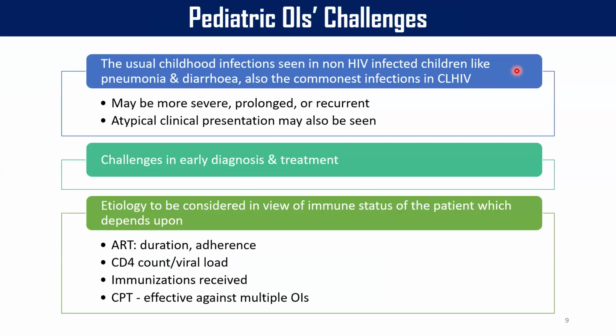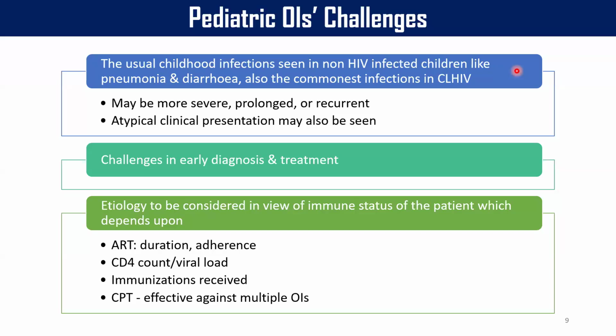There are some challenges in pediatric OI. Usually in CLHIV, the common childhood infections which we see in immunocompetent children, like pneumonia and diarrhea, are the commonest even in CLHIV. But these common infections can be, as I said, more severe, prolonged, or recurrent. And atypical clinical presentation may also be seen.